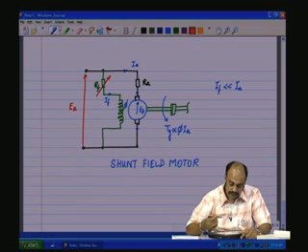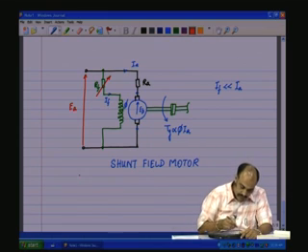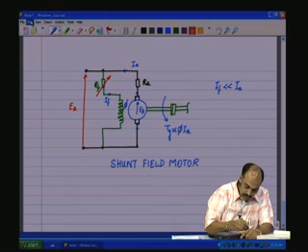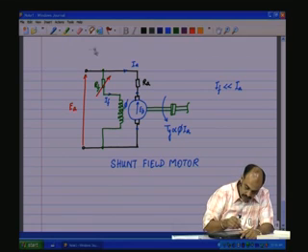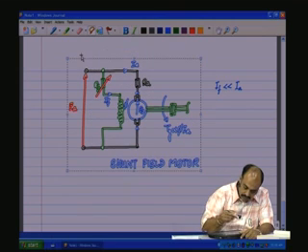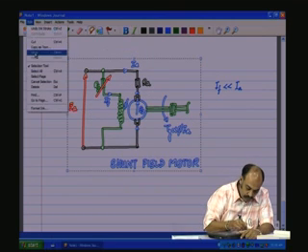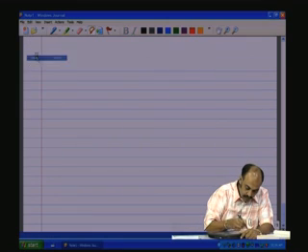So, in the case of, let us say, a constant field motor, let us select this, copy, paste.